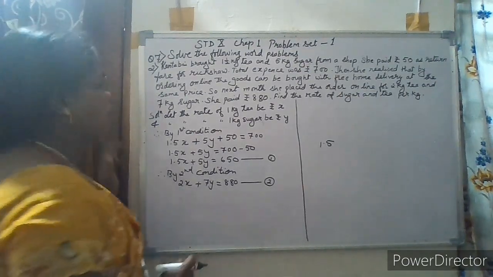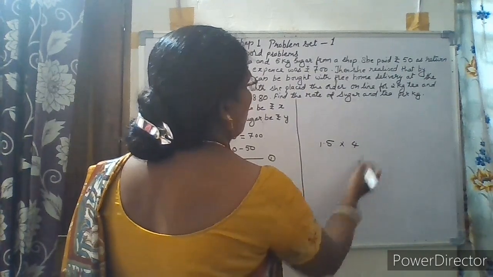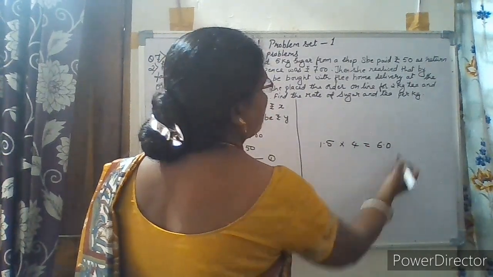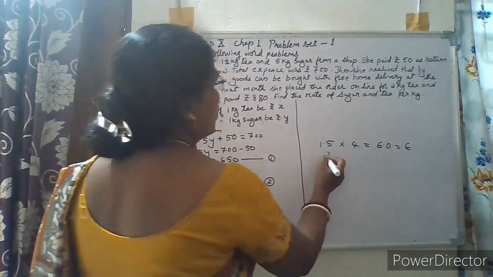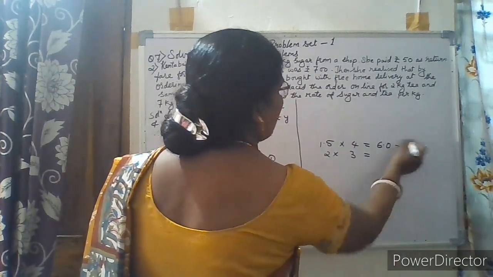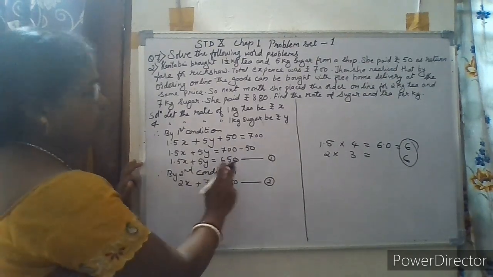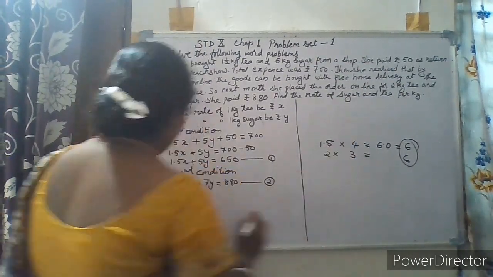So 1.5, if I multiply it by 4, I will get 15, 4 fives are 60, but the decimal point comes here, so this is equal to 6. And 2, if I multiply by 3, it is equal to 6. So we get the same coefficient.